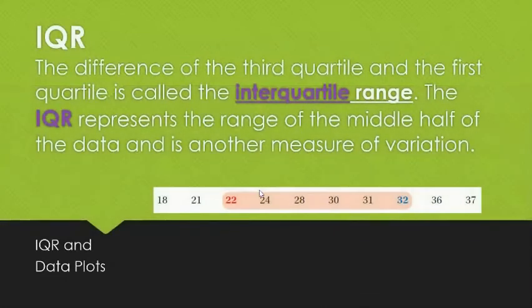We are going to use both the third and the first quartile to find the IQR. The difference of the third quartile and the first quartile will give us our interquartile range. Our IQR represents the range of the middle half of the data and is another measure of variation. So when we find our Q1, that represents the value of 22, and our Q3 is represented by 32.